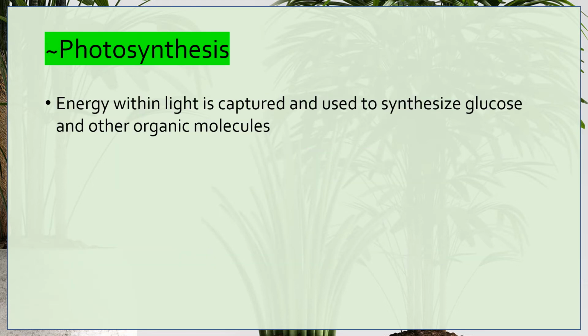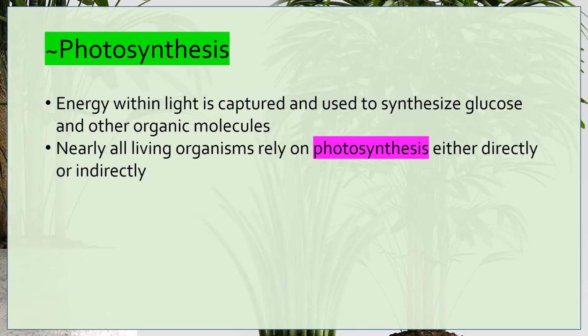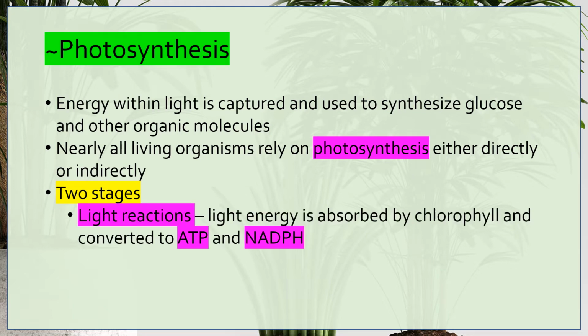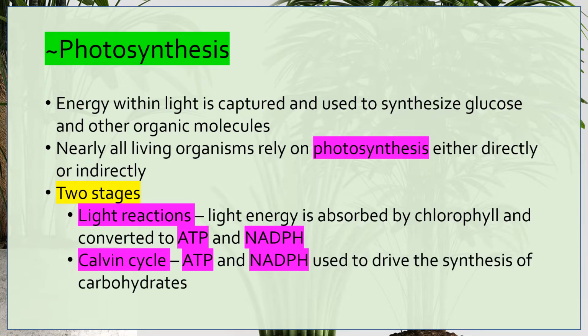Energy within that light is captured and used to synthesize glucose and other organic molecules. Nearly all living organisms rely on photosynthesis either directly or indirectly. And there are two stages of photosynthesis as shown in that diagram. The first one is light reactions, where light energy is absorbed by chlorophyll and converted to ATP and NADPH. And then you also have the Calvin cycle, where the ATP and the NADPH are used to drive the synthesis of the carbohydrates.